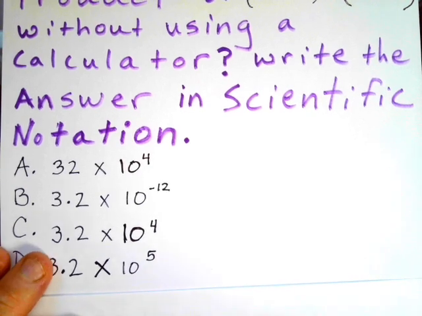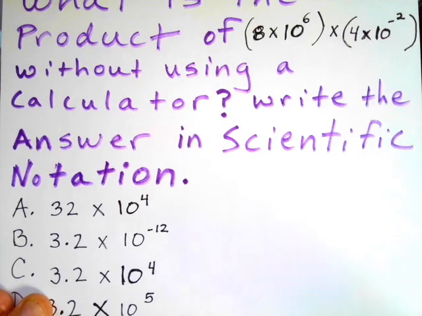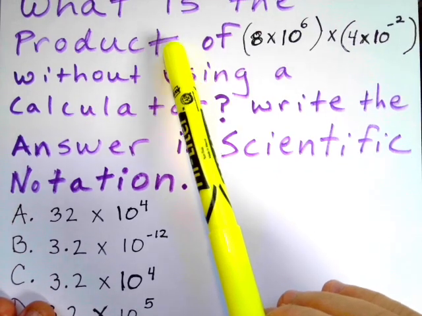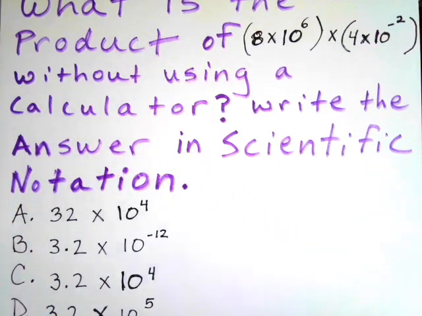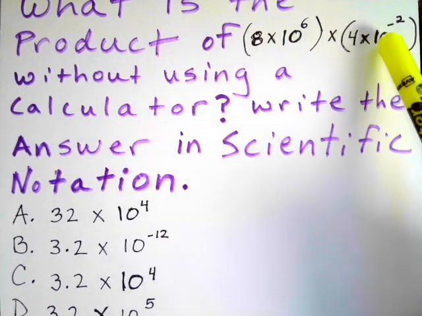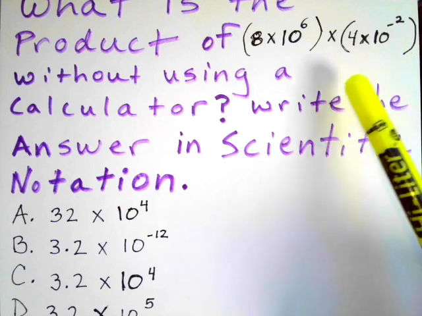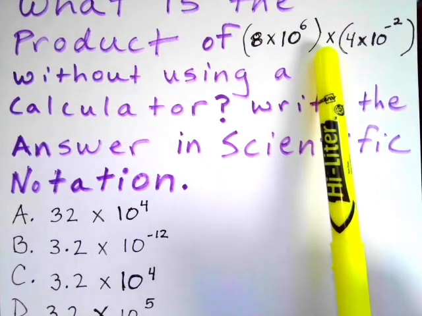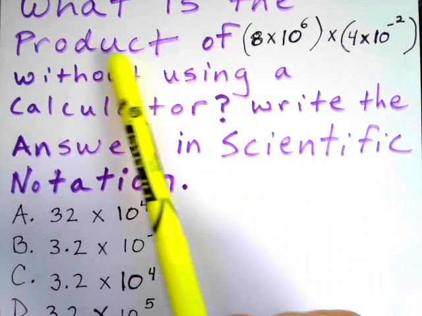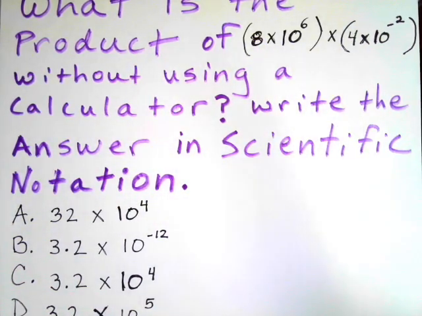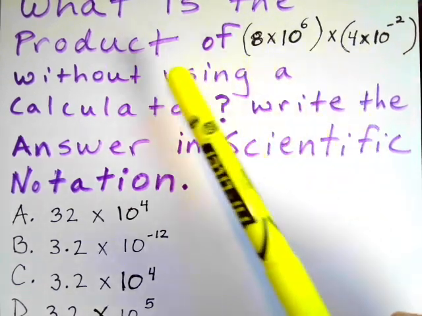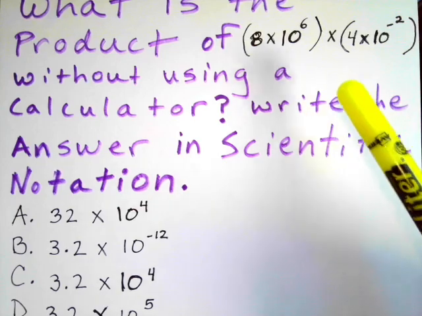Now, what I do want to mention before I go too far is product. If you understand that product simply means the answer to a multiplication problem, then you know you're going to be multiplying these values in scientific notation. Sometimes they will not give you the multiplication symbol. They'll just say, what's the product? And they'll give you a couple values in scientific notation. So I wanted to clarify: product means an answer to a multiplication problem.